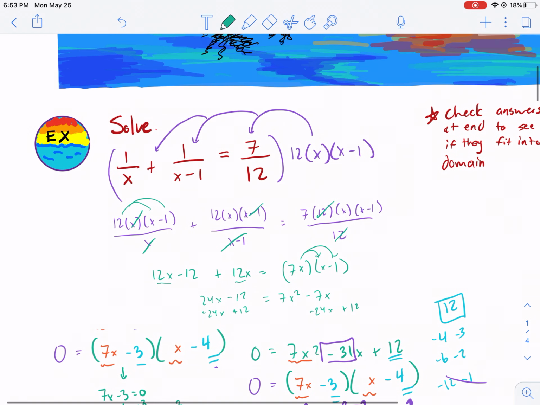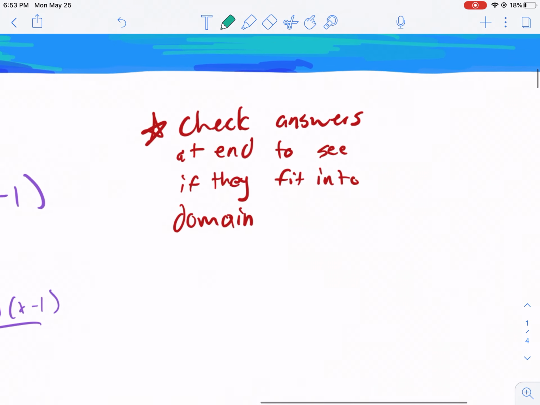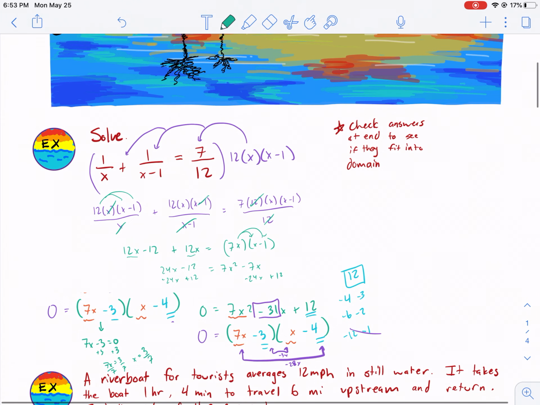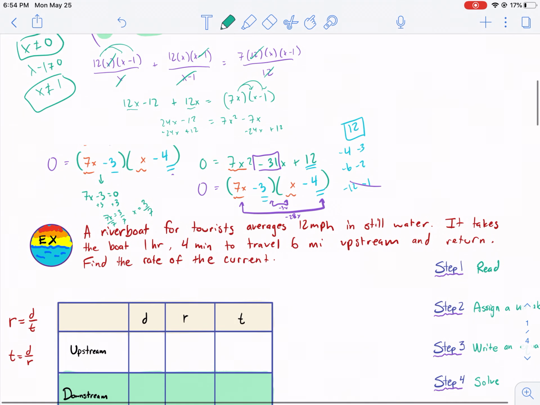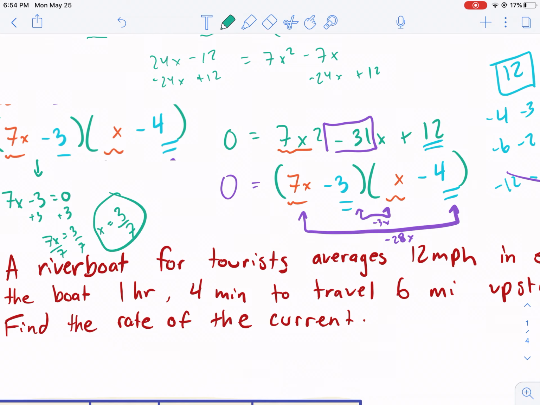Check with, oh my gosh, we forgot to do this. Check answers at the end to see if they fit in the domain. Well, what are we doing here? We need to check our x. This cannot be equal to 0 in the bottom. So x cannot be equal to 0, and then x minus 1 cannot be equal to 0, so x can't be equal to 1. So we need to make sure that we don't get 0 and 1. 3 over 7 is not 0. That's good for an answer.